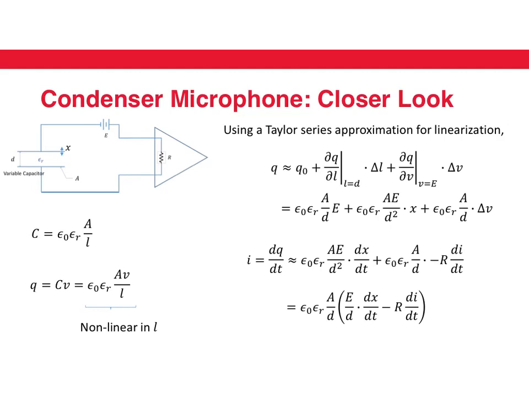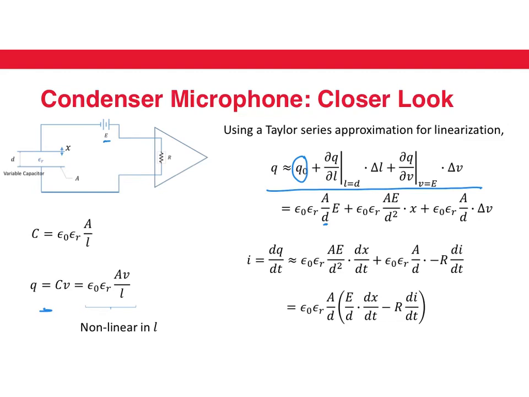So one way of linearizing this equation would be using a Taylor series approximation, and the first two terms of a Taylor series approximation are given in this equation here. Q naught is basically Q, the charge on the capacitor, and we write that equation for the stationary or starting position, in which case the distance between the plates of the capacitor is T. So instead of L we have T, and the voltage across the capacitor is just the voltage of the source, which is E.